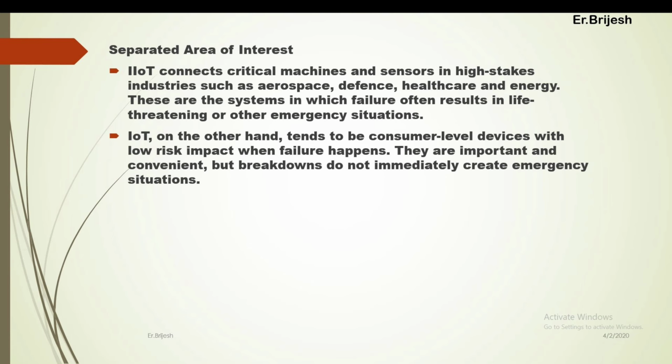IIoT connects critical machines and sensors in high stakes industries such as aerospace, defense, healthcare, and energy. These are systems in which failure often results in life threatening or other emergency situations. But IoT, on the other hand, tends to be consumer level devices with low risk impact when failure happens. They are important and convenient, but breakdowns do not immediately create emergency situations. So this was all about the differences between IIoT, M2M, IoT and IIoT.